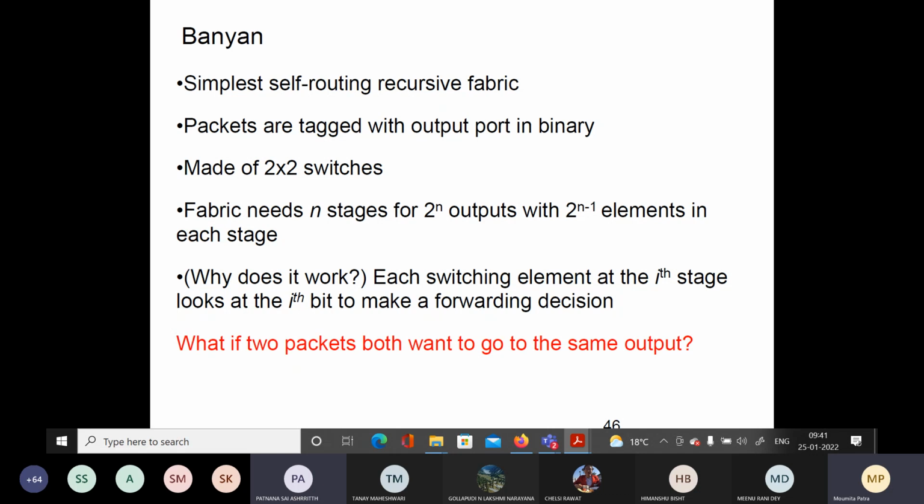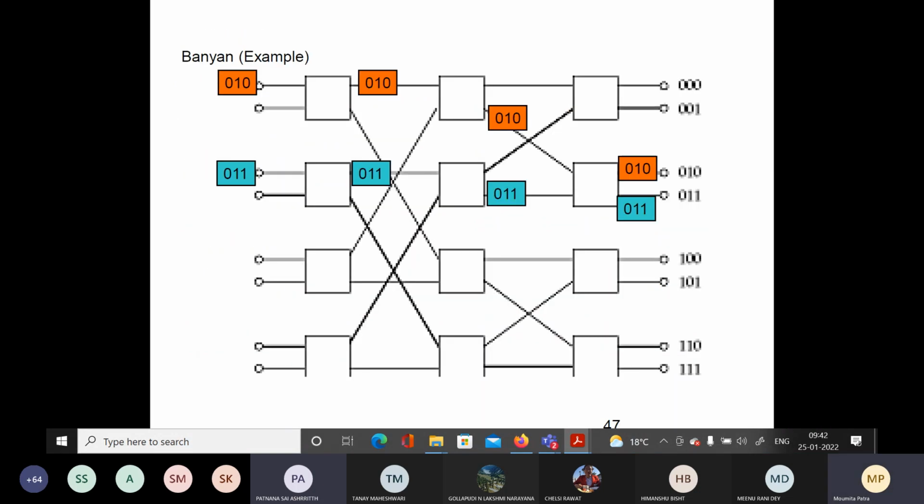So what will the switching element do? The switching element will see at what stage of this switch it is. Suppose it is in the first stage. So it will check the first bit of the tag that the packet is tagged with, and then it will make a forwarding decision. If the switching element is at the second stage, then it will check the packet's second bit to make a forwarding decision. Okay, now let's see how this works.